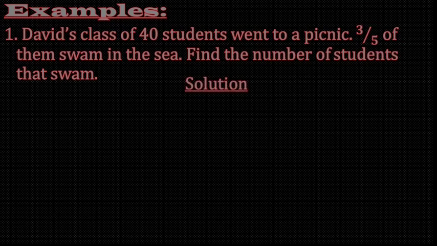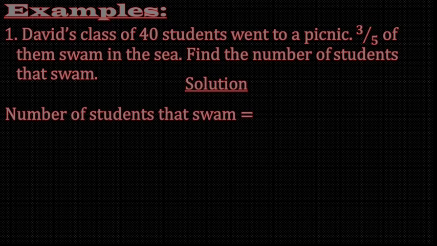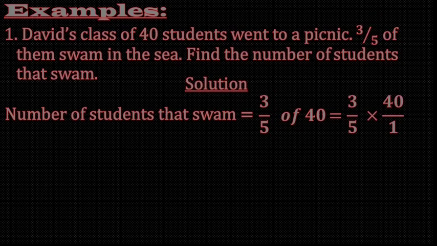I already know that 3/5 of the total, the set of them, that means of the 40 students, swam. So I'm done already. What do I just say? I'll say the number of students that swam will be equal to 3/5 of the total students, which is what? 40. Knowing fully well that of means times, I'll change my of to multiplication, and I'll change my 40 to a fraction as well, having 40/1. So I'll check for a common factor. The common factor I'm having here for my numerator and denominator is 5. So I'll say 5 in 5 I have 1, 5 in 40 I have 8.